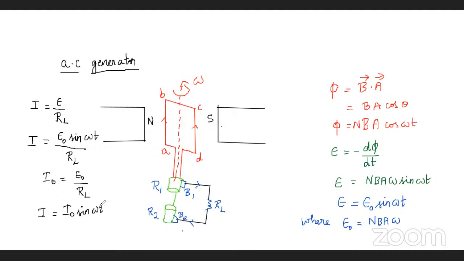So this is the working of the AC generator. For the different positions of the coil, due to the rotation of the coil, you are getting alternating current that varies according to this equation. And this is all about the AC generator.